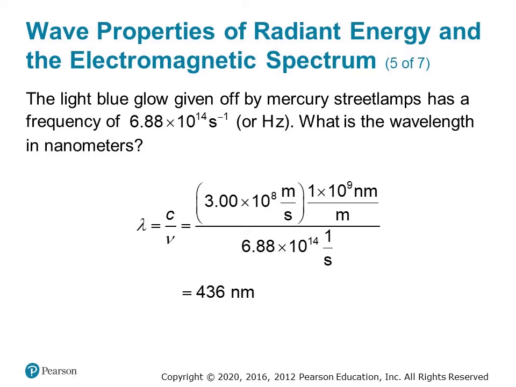This gives a result of 436 nanometers. If you go back to the slide that shows the spectrum of visible light lined up with each color's wavelength, you should see that 436 nanometers is in the blue region of the spectrum, so this answer makes sense.